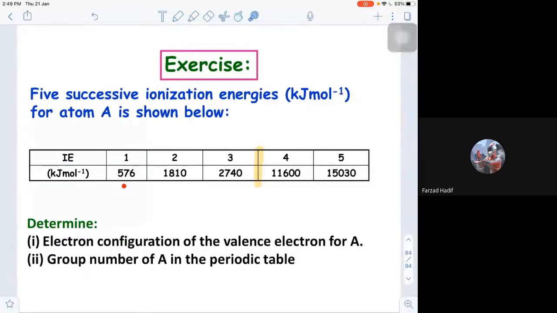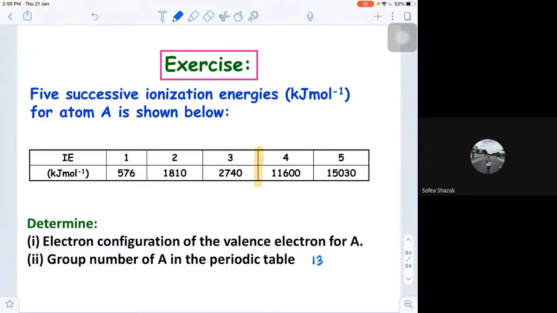Correct? We have 500, 1.8K, 2.7K. Suddenly it jumps to 11.6K, and then 15,000. So the big jump is here. It means that this element A has 3 valence electrons. So when it has 3 valence electrons, Sophia, this element comes from which group? Group 13. Yes, it is group 13.